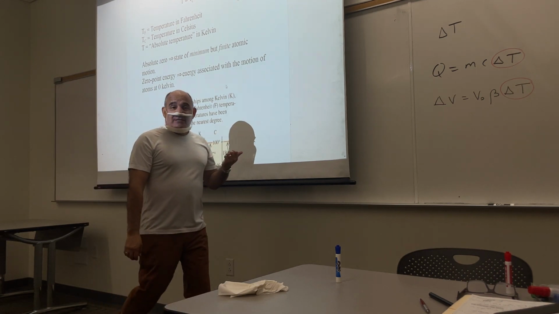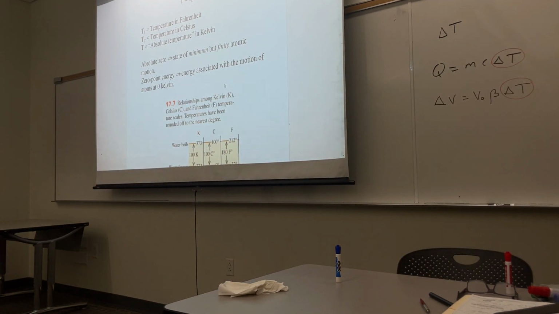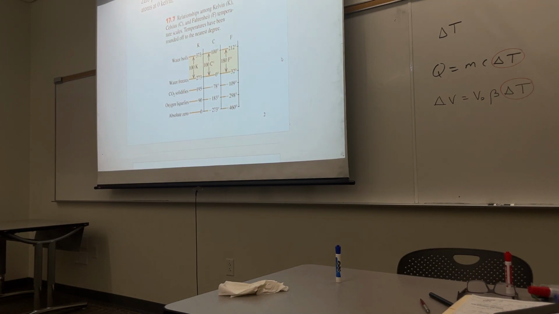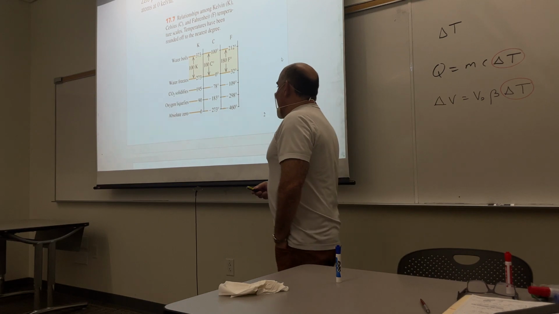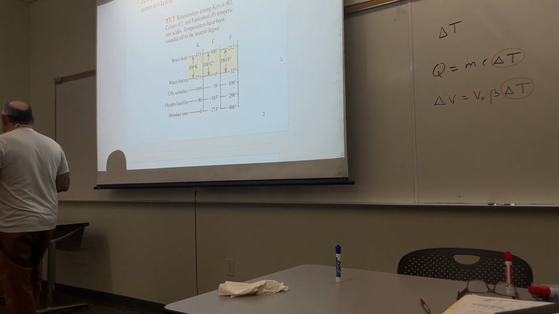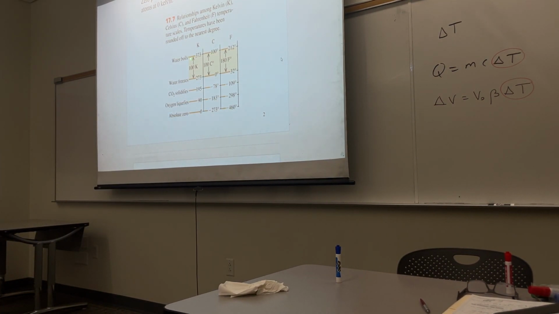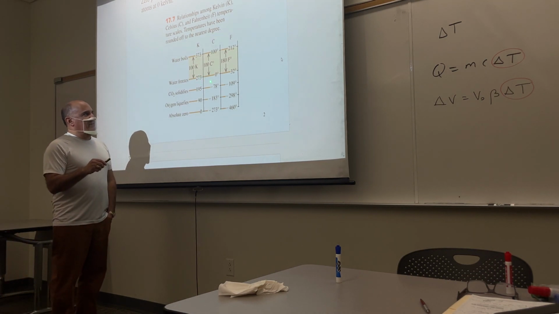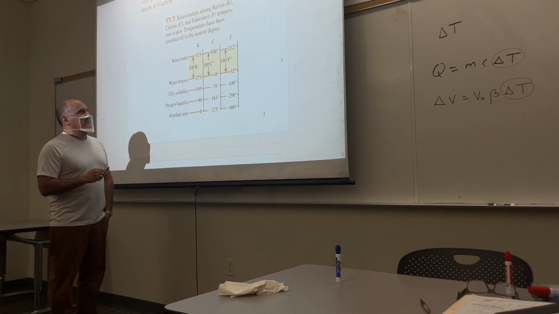Something interesting about this diagram, this table or figure, is the following. Another very important point. Notice that you have the Kelvin scale, the Celsius scale, and the Fahrenheit scale. I just chose this point over here. At what temperature does water freeze? 273 Kelvin, 0 degrees Celsius, 32 degrees Fahrenheit.